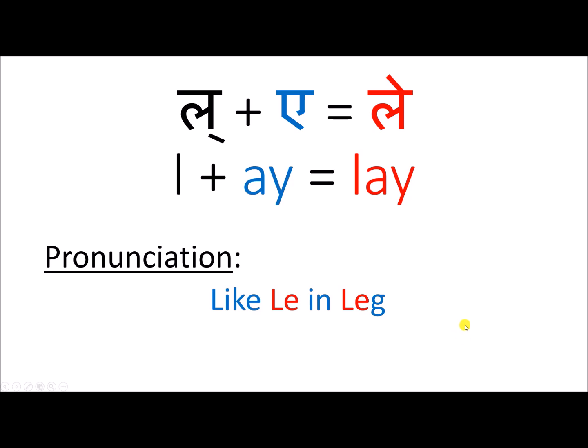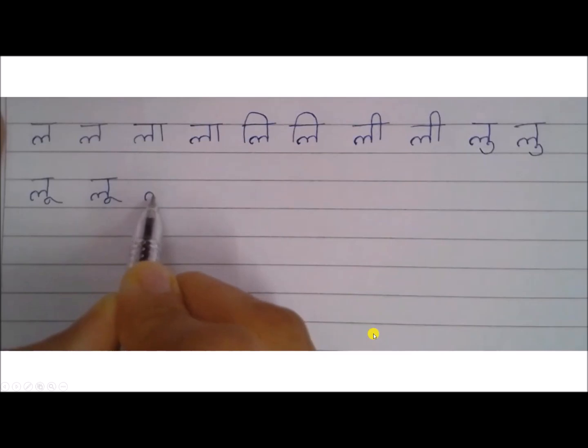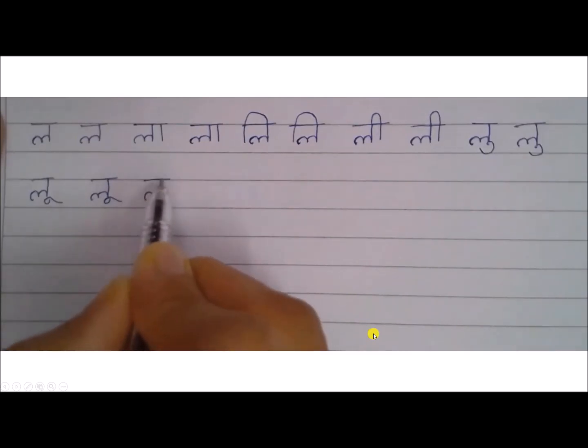Next is lay. You get this sound lay when you add L to E. L plus E equals lay. And lay is pronounced like LE in leg. And lay is written like this.